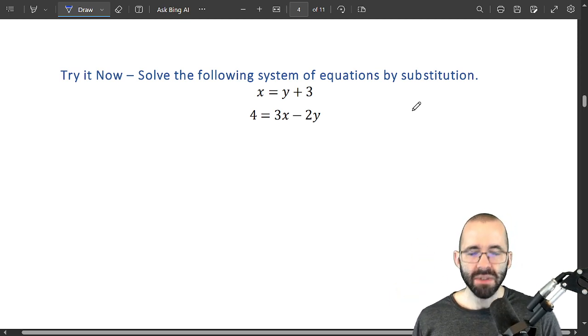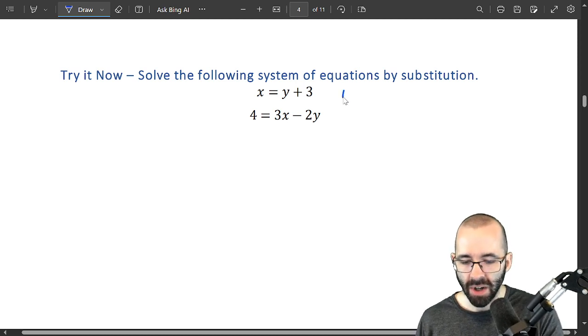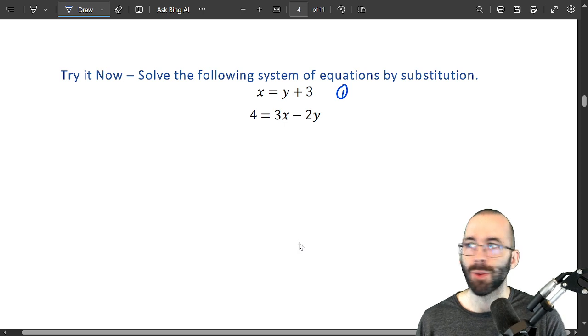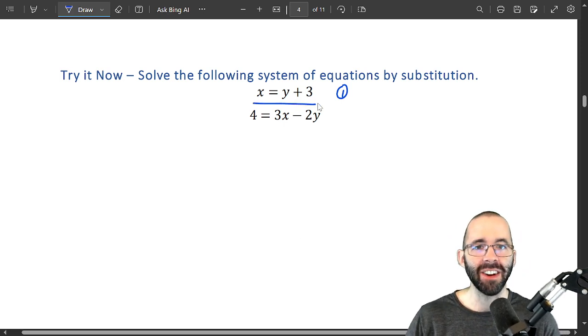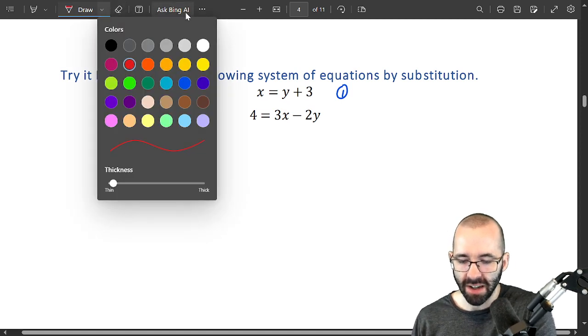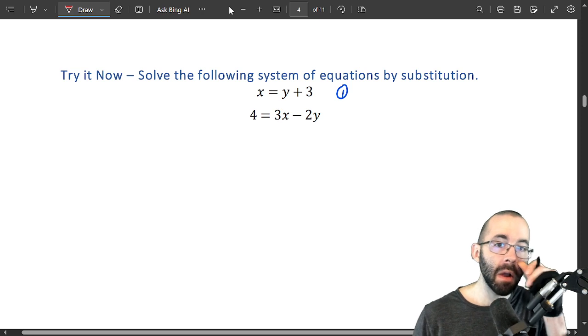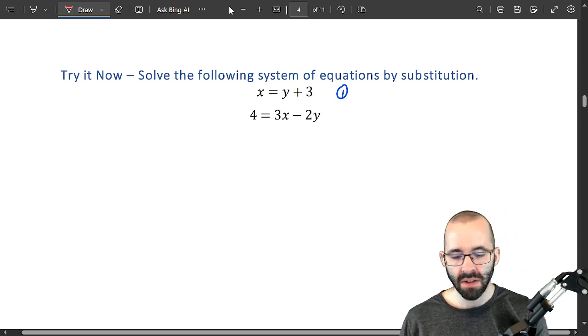So the first step was to solve one of the equations for one of the variables. Well, we're done. One of the equations is already solved for one of the variables, right? We don't have to solve for y. It just says solve one of the equations for one of the variables. We've done that. Great. Step 1's already done.